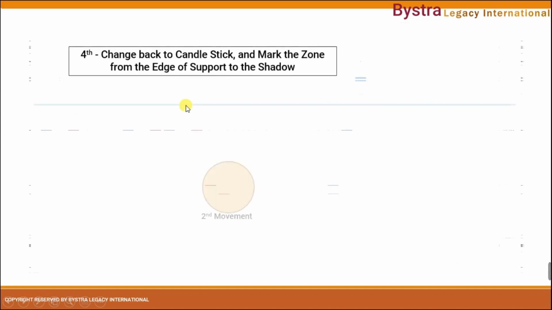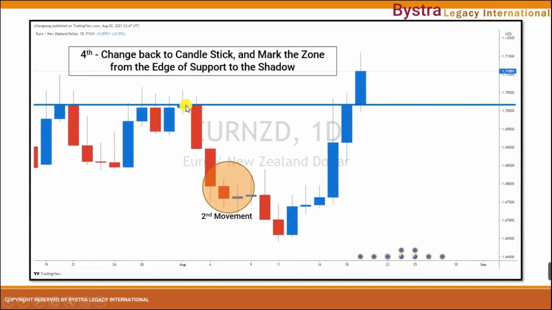Fourth, we go back to the candlestick chart and then we mark the zone from the edge of the resistance all the way up to the shadow. Okay, here it's supposed to draw up to the shadow, so it doesn't reach. Okay, but this is just an example. If there's a shadow much longer than here, then we will still remain on this shadow. Whatever shadow that is behind here is already the past. We want the current shadow. So once we are done with the marking, next what should we do?